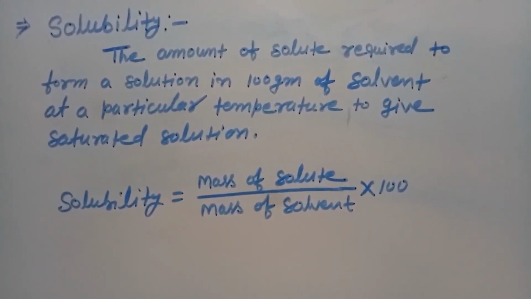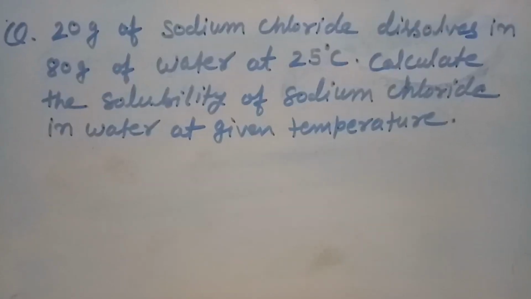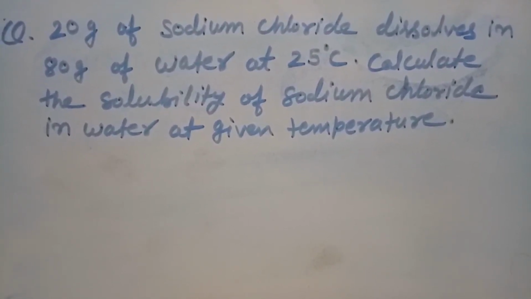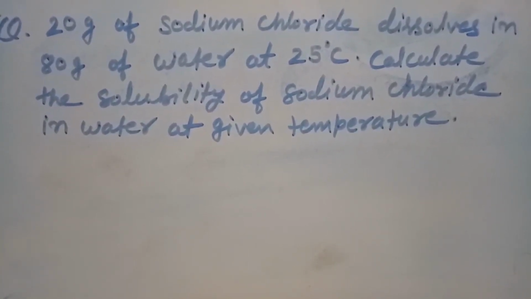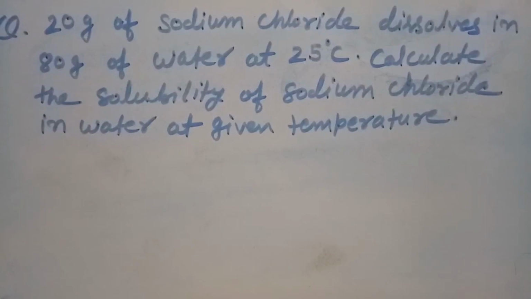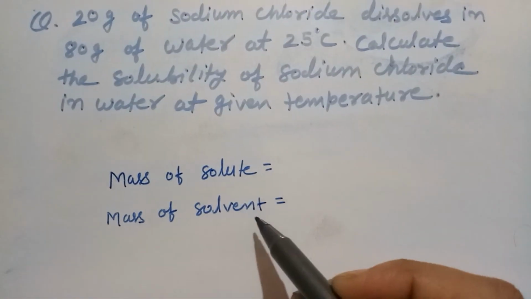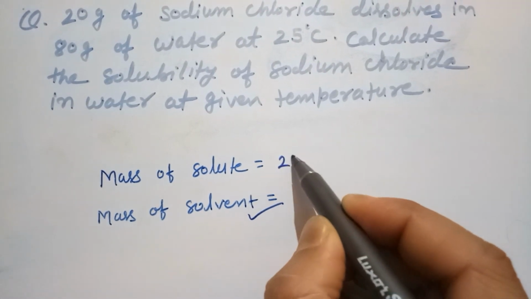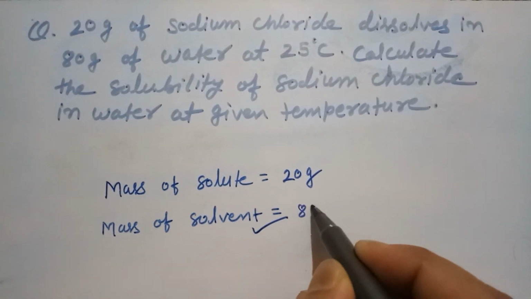Now we will try to solve a numerical based on finding the solubility. The question is: 20 gram of sodium chloride dissolves in 80 gram of water at 25 degrees Celsius. Then calculate the solubility of sodium chloride in water at the given temperature. For this, you need to find out two things: mass of solute and mass of solvent. Mass of solute is given, which is 20 gram, and mass of solvent is also given, which is 80 gram.